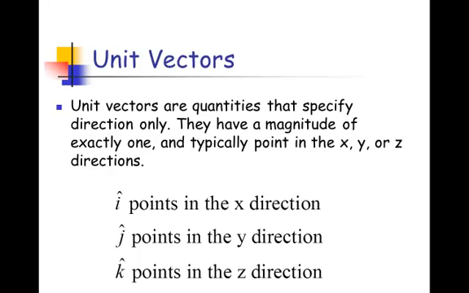Unit vectors are quantities that specify direction only. They have a magnitude of exactly 1, but what's more important to us is the directions they point in. They point in the x, y, and z directions. So in your notes, make sure you write down that i hat, yes, that's what it's called, i hat points in the x direction, j hat points in the y direction, and k hat points in the z direction. They are all vectors, and they just tell us the direction of that particular physics quantity.